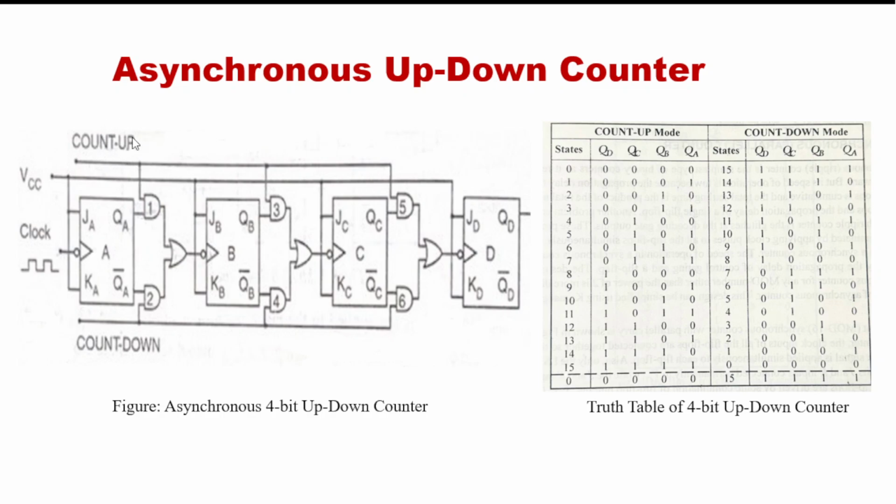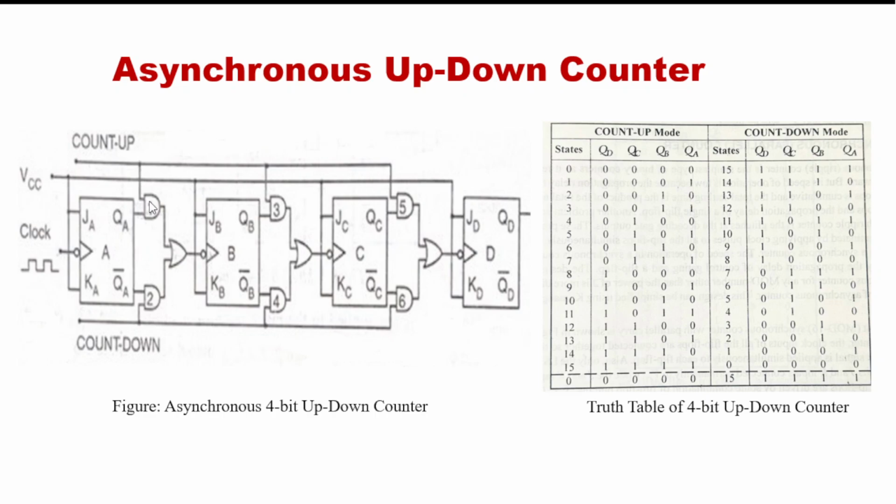So as we keep count up line equal to 0, that means AND gate number 1, 3 and 5 will be in a disabled condition, and as count down line is 1, AND gates 2, 4 and 6 are enabled. So in the case of count down, no output of QA, QB and QC will transfer through these AND gates, because AND gate number 1, 3 and 5 are disabled because count up line is at that position 0.